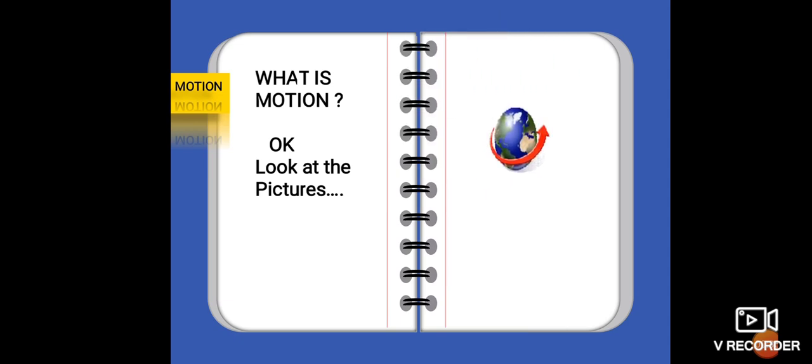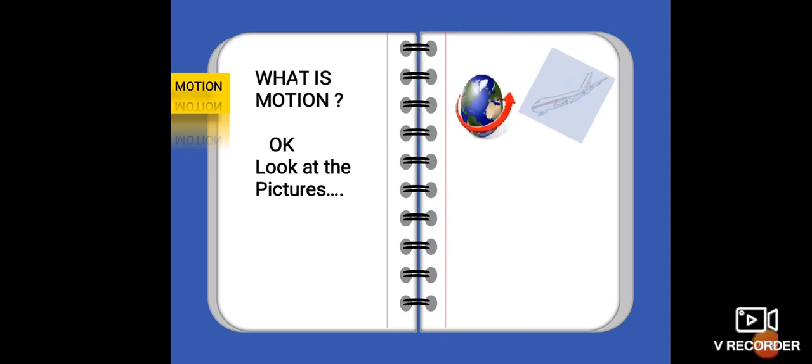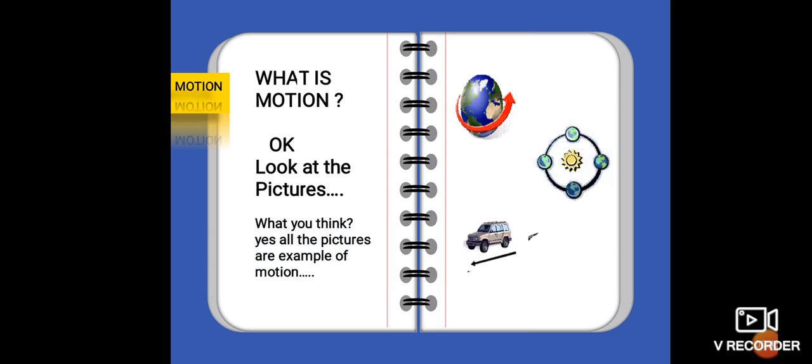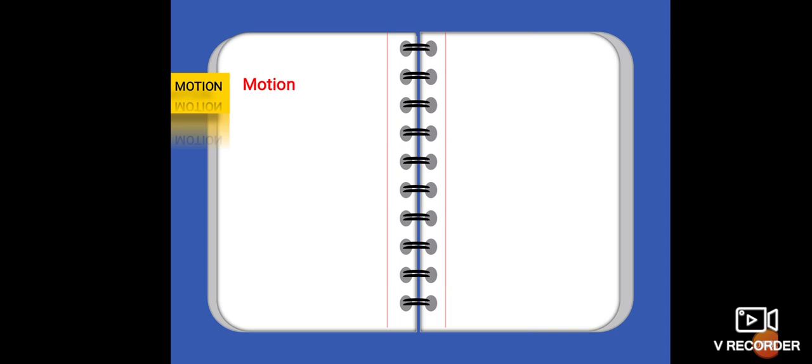So I have a question for you. What is motion? Now look at all the pictures. Definitely, all the pictures are the examples of motion because they change their initial position with respect to the time. Okay, now come to the next slide.